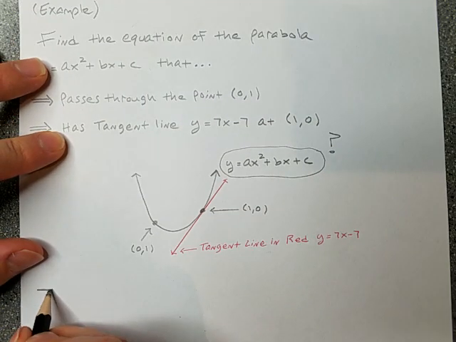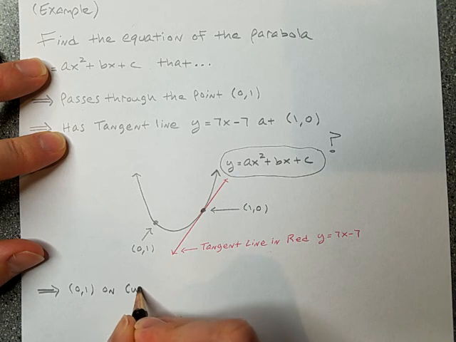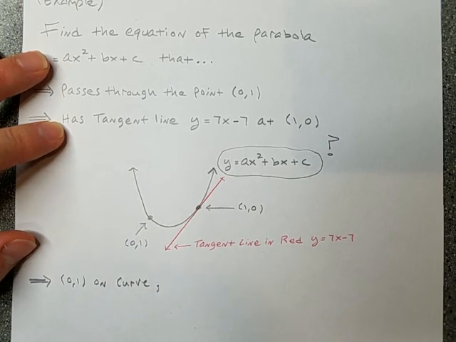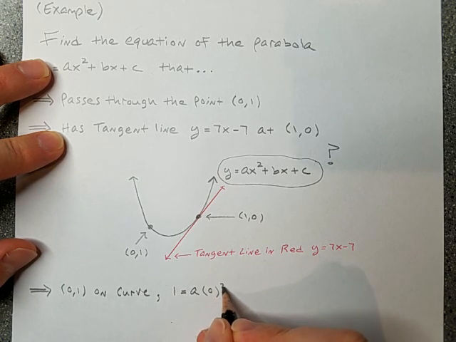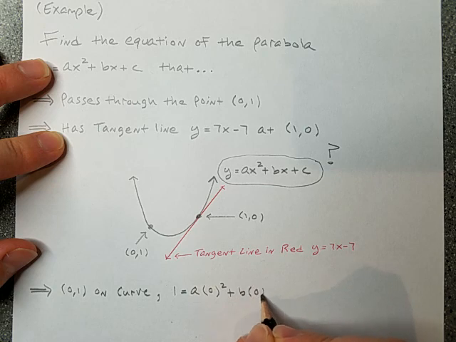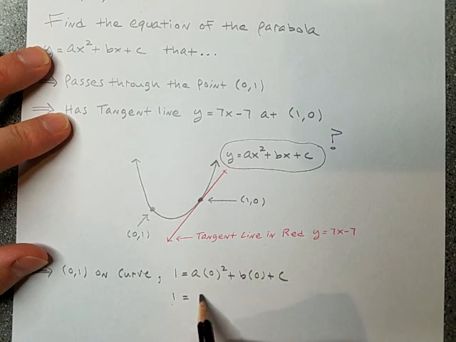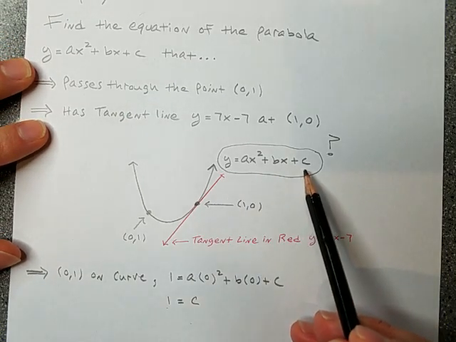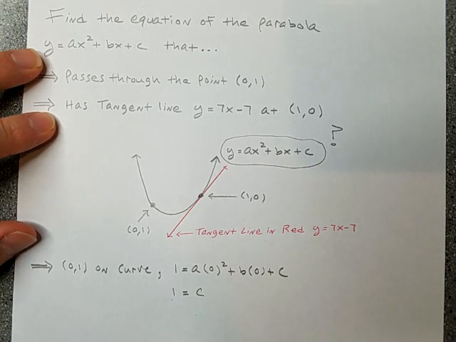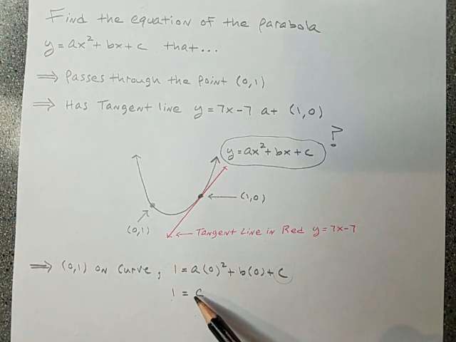So I'm going to write like this. I know that 0, 1 is on the curve. So if I put 0 for x, I'll get 1 for y. 1 equals a times 0 squared plus b times 0 plus c. And how does that reduce? 1 equals c. Oh, well, I know one of the numbers. The equation is ax squared plus bx plus 1. So I know that c is 1. I'm not going to use c anymore in my problem because it's not an unknown anymore. I know that it's supposed to be 1.